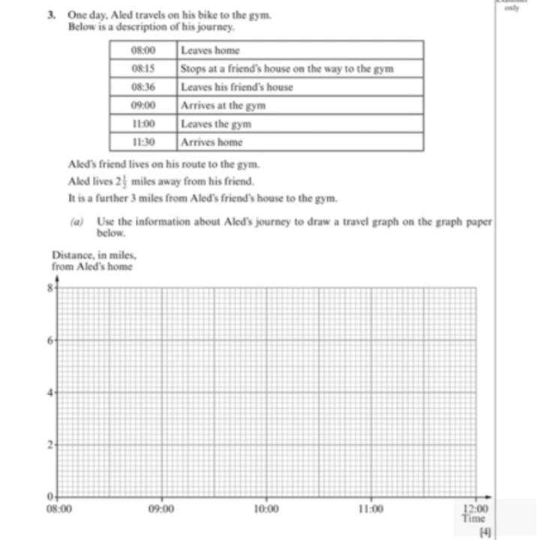Then he stays at his friend's house quite obviously, doesn't he? If you look up here, he stops at his friend's house, then he leaves his friend's house. He's there for, what, 21 minutes? So that's going to be represented by a straight line going between those bits.